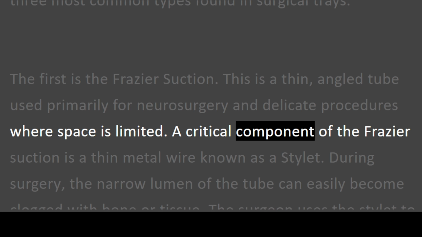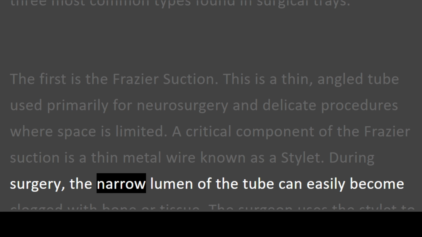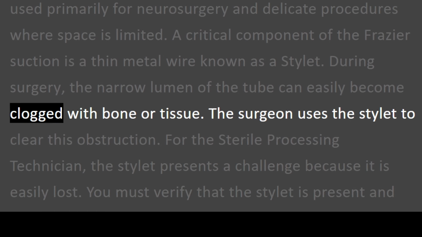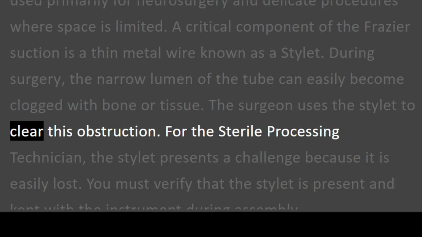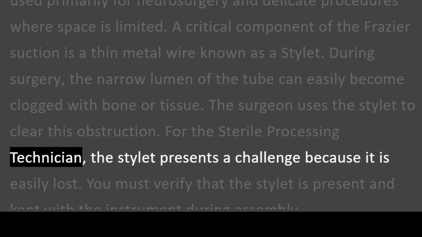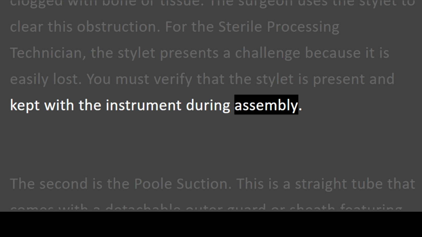A critical component of the Fraser suction is a thin metal wire known as a stylet. During surgery, the narrow lumen of the tube can easily become clogged with bone or tissue. The surgeon uses the stylet to clear this obstruction. For the sterile processing technician, the stylet presents a challenge because it is easily lost. You must verify that the stylet is present and kept with the instrument during assembly.